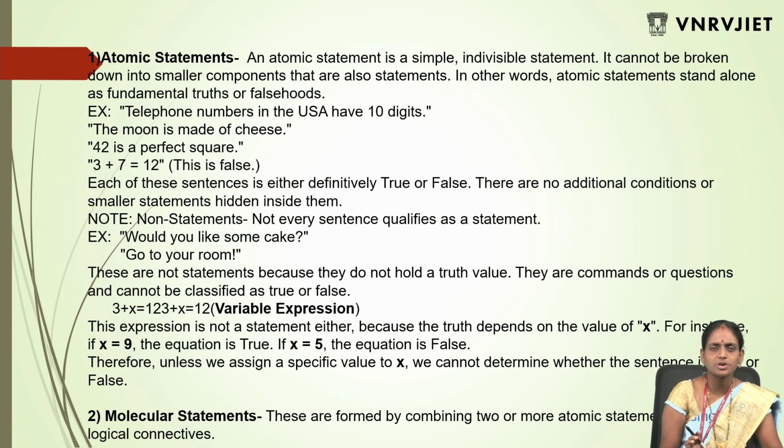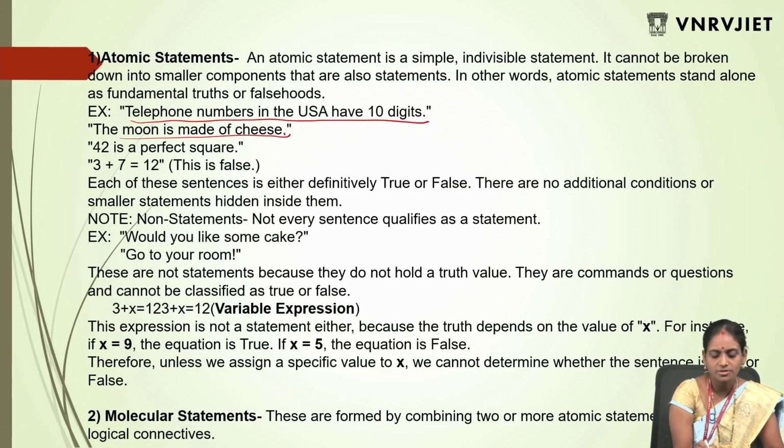In simple terminology, every sentence that does not involve more than one statement comes under an atomic statement. That is an atomic statement. It is a dog. And here I have given: telephone numbers in the USA have 10 digits. The moon is made of cheese. Each is a single sentence. We are not involving more than one sentence.